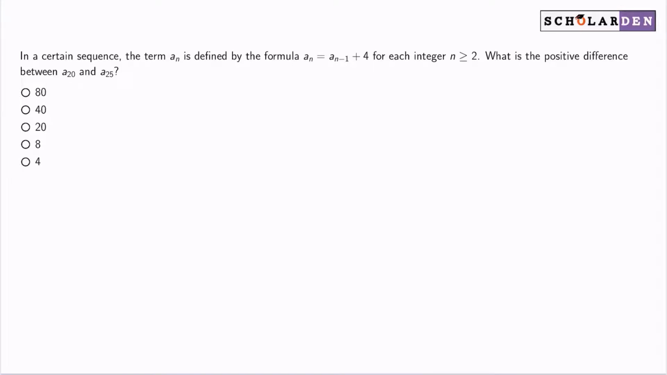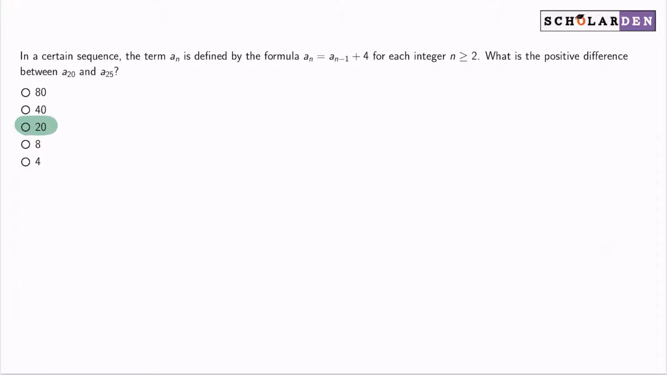In a certain sequence, the term a of n is defined by the formula a sub n equals a sub n minus 1 plus 4 for each integer n greater than or equal to 2. What is the positive difference between a of 20 and a of 25? All right, folks, the answer to this question is 20.